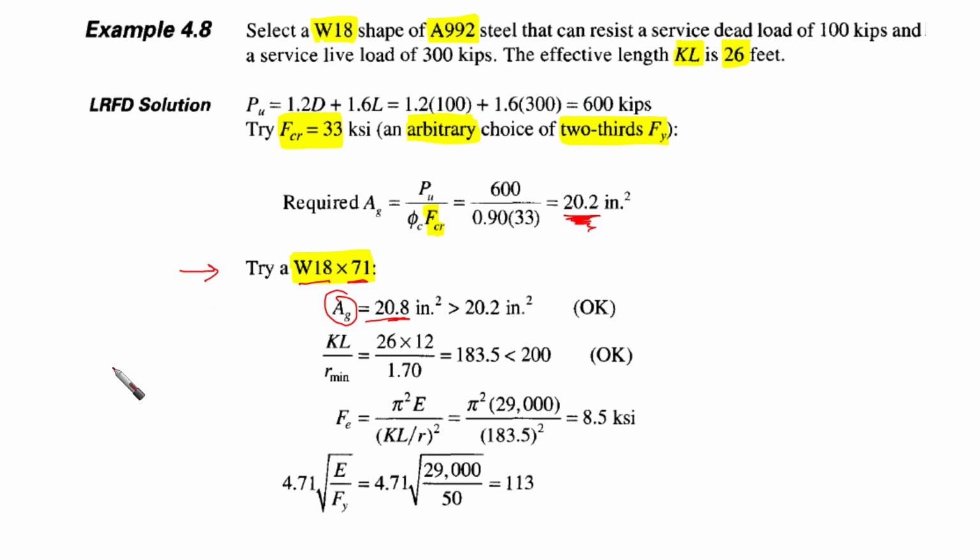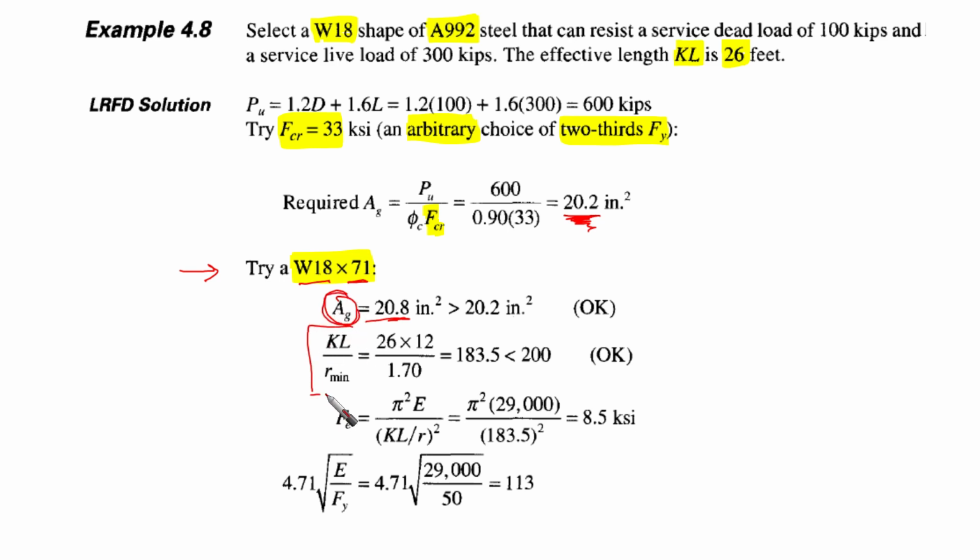Please go to the manual now. Stop the video and go and check this value. Area gross: go to the dimensions and properties table and check this value right now. Okay, after that, this is the area gross.